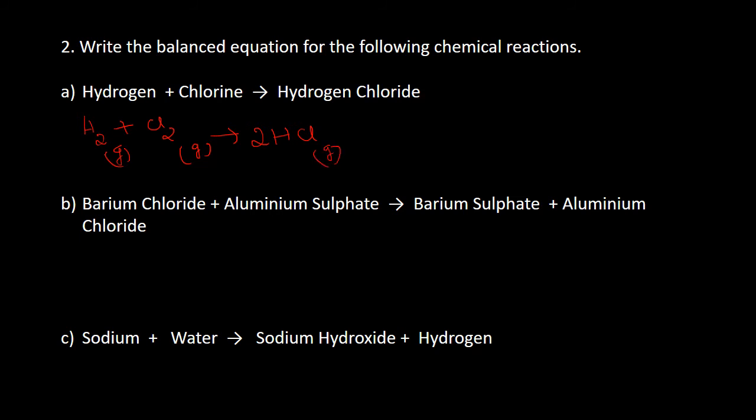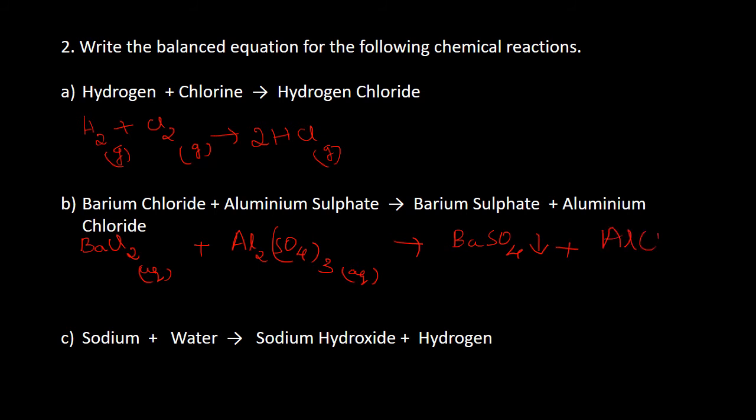Now next is barium chloride combines with aluminum sulfate. What is the chemical formula for barium chloride? BaCl2. It is an aqueous solution, and aluminum sulfate is Al2(SO4)3. This is again an aqueous solution that forms BaSO4, which is a precipitate. You can mention it with the help of a downward arrow, and aluminum trichloride AlCl3. Now this precipitate you can mention as solid also, or with the downward arrow, and aluminum trichloride is aqueous, so you need to mention AQ here.